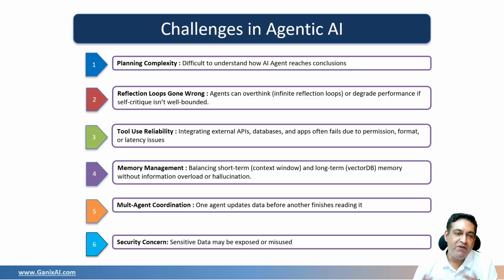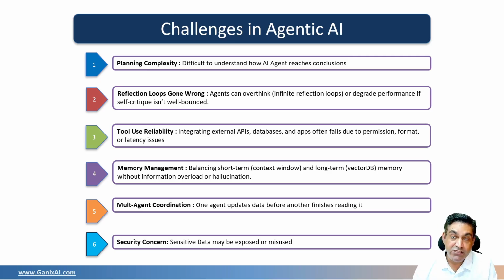So the next is memory management. As I said, it manages long-term and short-term memory, and sometimes agents automatically hallucinate from the historical memory. Also, it gives the wrong result because of the hallucination. And multi-agent coordination: there are multiple agents working together. Sometimes one agent is expecting an outcome from another agent that is still processing. So some kind of coordination mismatch may happen in a multi-agent or agentic AI system.